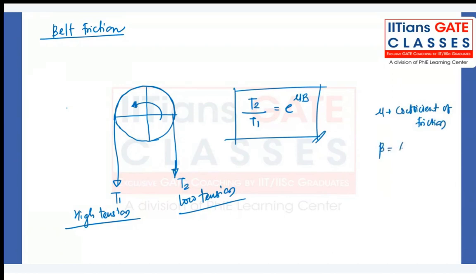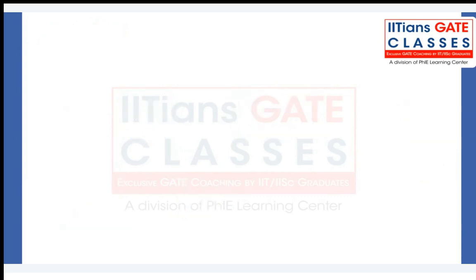Let's call it beta, the angle of contact, or you can also call it the lap angle, in radians. So in this question, what is the angle of contact? It is a complete 180 degrees, right? So this is the total angle of contact. Are you following?